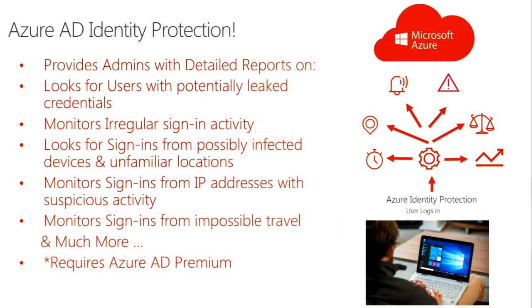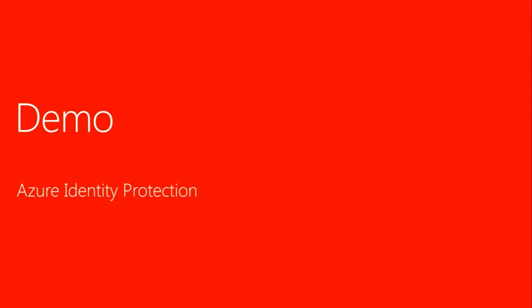So, as I said, it provides admins with detailed reports, looks for users with potentially leaked credentials, and monitors irregular activity, and that's the key thing. So, logins at unusual times, unusual locations. Also things like monitoring sign-ins with IP addresses, so why they keep trying to log in from a specific IP address. And that's one thing you can do, which is nice: you can block certain IP address ranges as well. One thing I would mention is it does require Azure AD Premium for this, by the way.